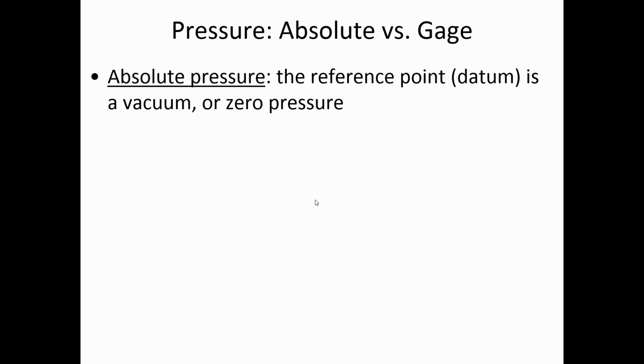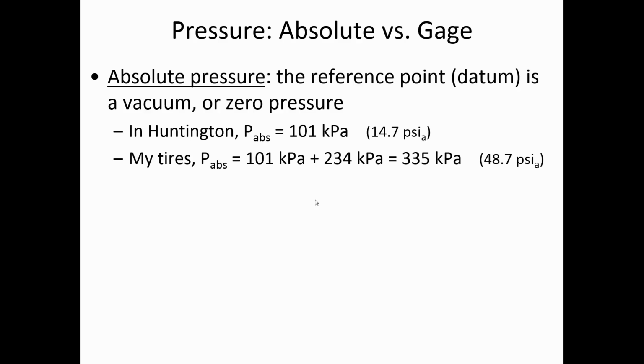All right, so in Huntington, which is where I usually live, or here in Sharjah, absolute pressure is 101 kPa. That's the typical sea level pressure of the atmosphere. Now, of course, that varies from day to day. Because of weather patterns, sometimes the pressure is a little bit higher, sometimes a little bit lower. But this is the average atmospheric pressure at or near sea level.